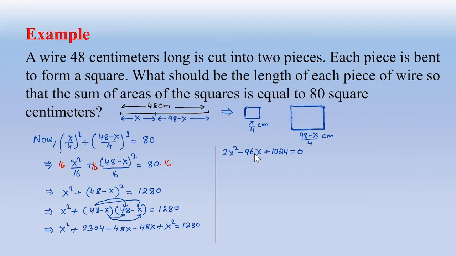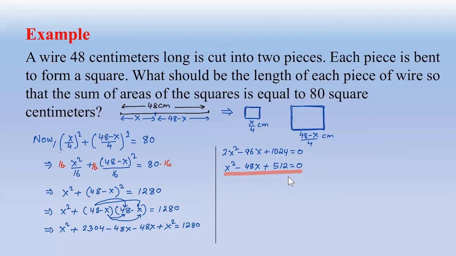But here you can see that you can divide each of these terms by 2 so that it will be a little easier to solve. If we divide the first term by 2, it will be X squared. Dividing the second term by 2, negative 48X. And dividing the third by 2, it will be 512, equal to 0. So what we obtain here is a quadratic equation. Now we can solve this quadratic equation by any method we want and find the value of X.